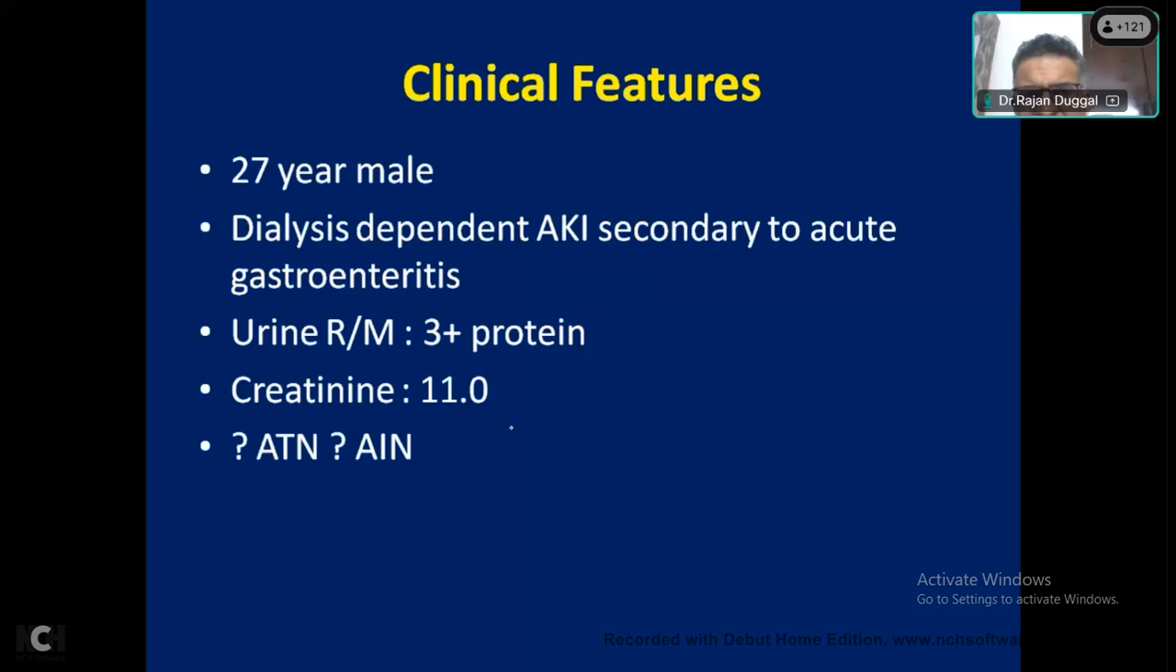So I'll read the history. This is a 27-year-old male, dialysis dependent acute kidney injury. AKI is acute kidney injury, secondary to acute gastroenteritis. Urine protein is 3 plus, serum creatinine is 11. So the clinical possibilities are acute tubular necrosis or acute interstitial nephritis.